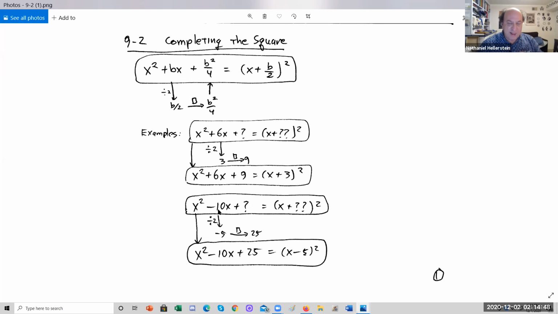Here's x squared minus 10x plus what equals the square of x plus what? Okay, we take half of this negative 10, because we have to make sure we put this sign in there as well. Half of negative 10 is negative 5. Square that, that's 25. We'll put the 25 here, the negative 5 here, and get x squared minus 10x plus 25 equals the square of x minus 5.